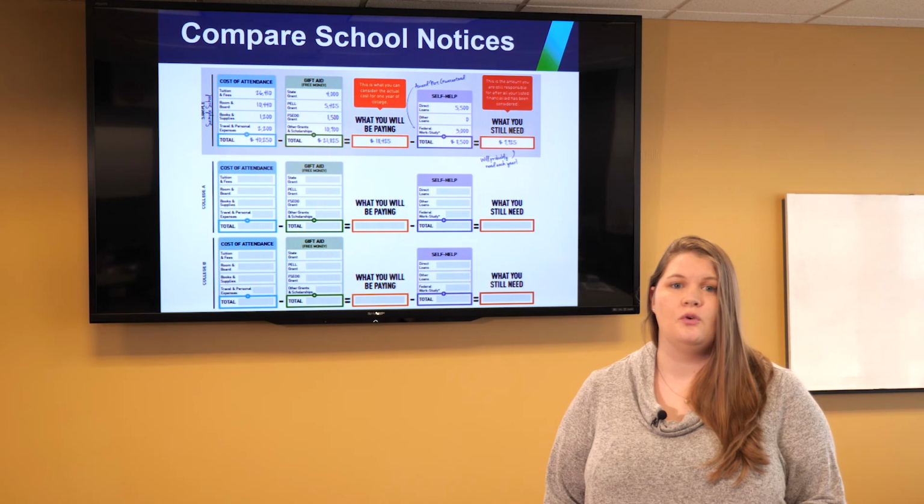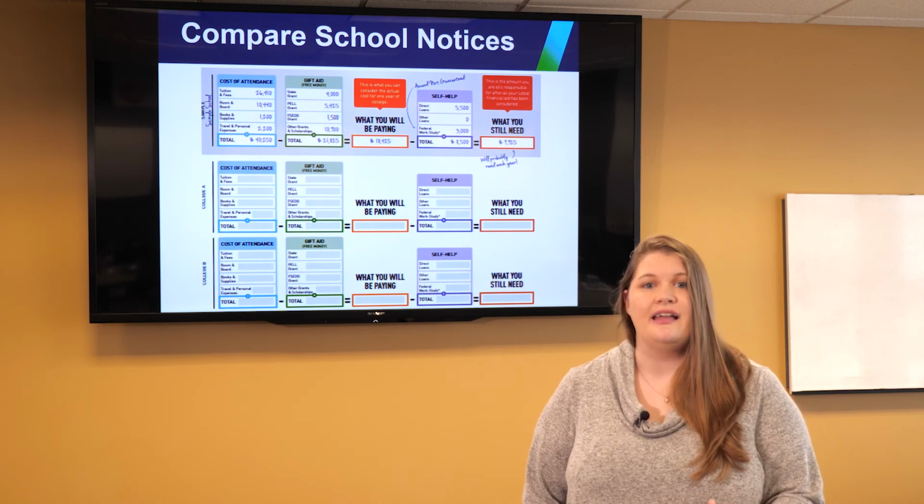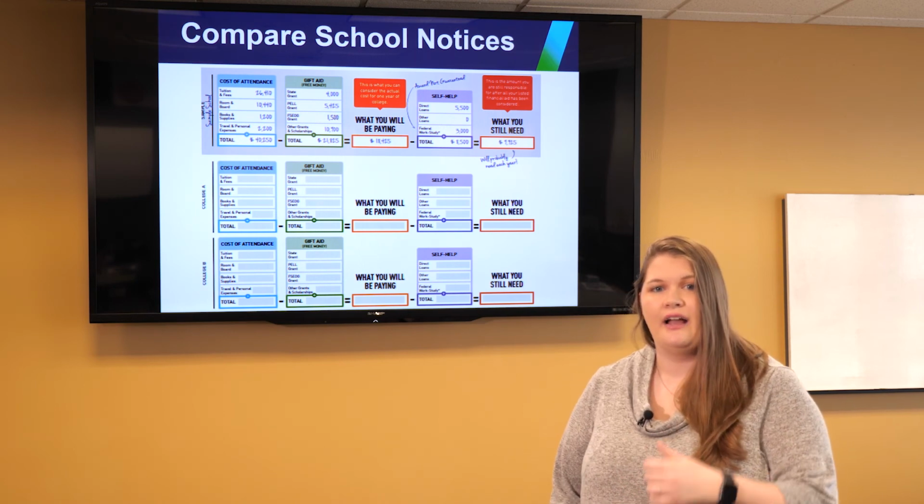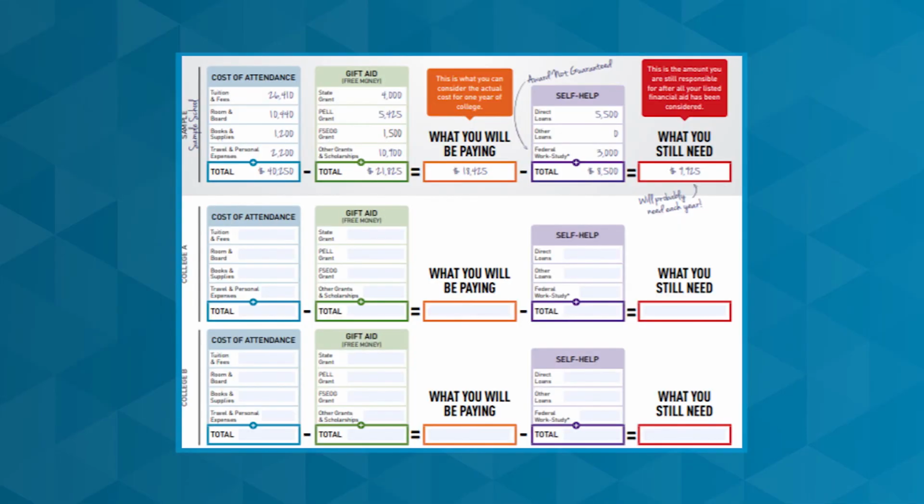Now, one great tool that I want to talk about is on our site at FIA.org. You can take a look at this cost comparison. So at the top, you'll notice that there is a sample cost. We already have it, so you can see and understand what information needs to go where. So you could take all of your notices and list them out on this worksheet. List out the cost of attendance. List out that gift aid, the free money.